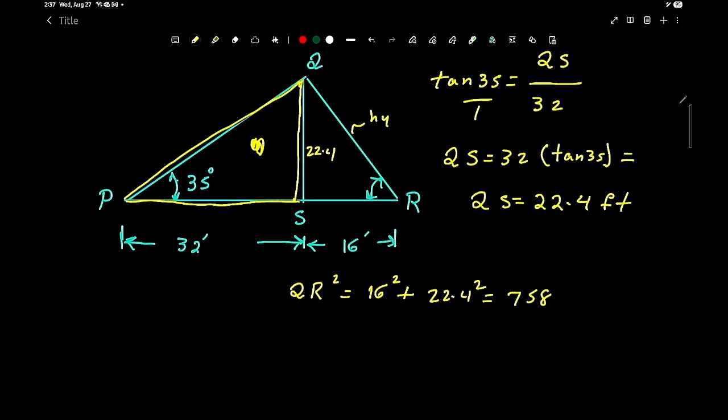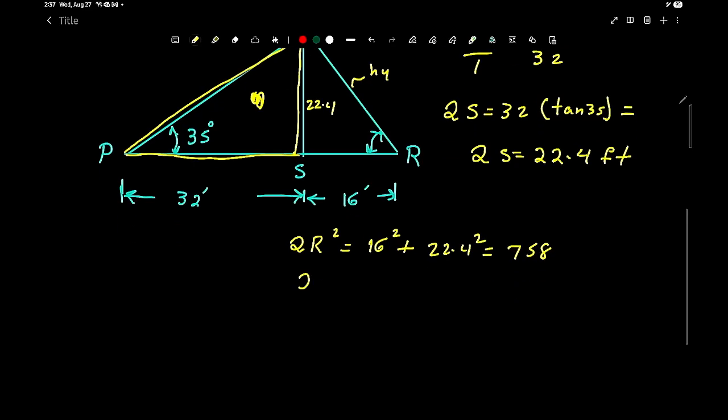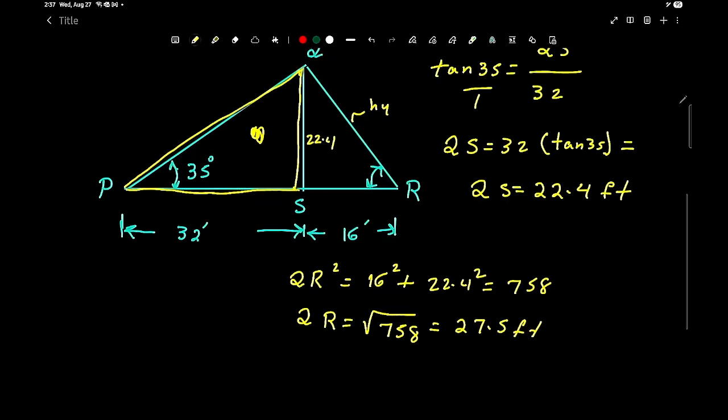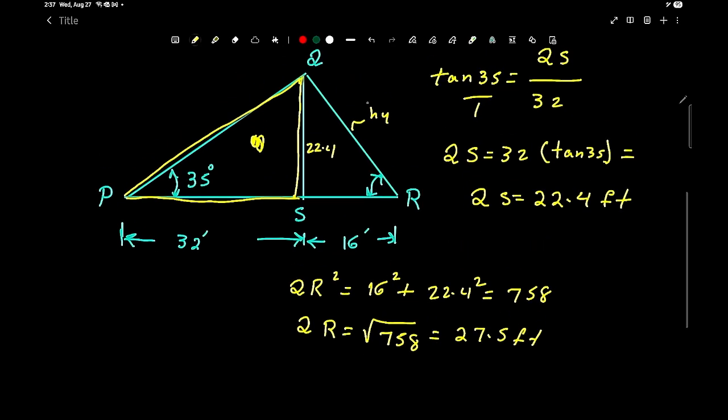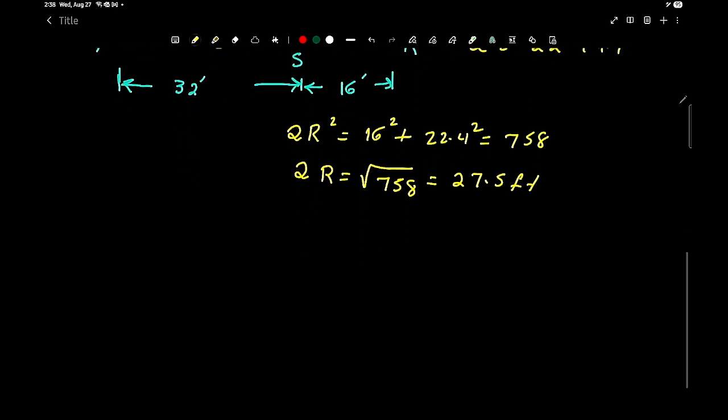But we'd like to know what QR is. So QR is equal to the square root of 758. That will give us about 27.5 feet. So now we found out this is equal to 27.5 feet. What was the last question? The last question was the angle of R. They want to know this angle right here. Okay, let me change color.